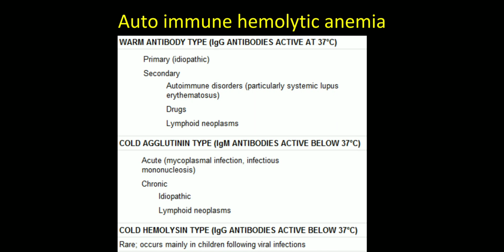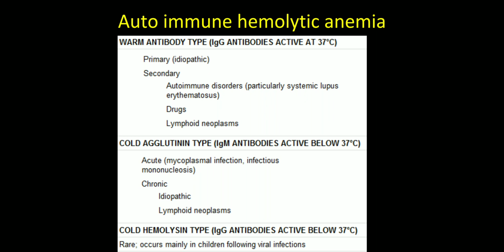Okay, so the basic classification is actually into two types, that is warm antibody and cold antibody type. And the cold, again, is divided into two types, that is cold antibodies which react below 37 degrees, and that is IgM antibody, whereas IgG antibodies are classified in another subgroup, that is cold hemolysin type IgG antibodies. Okay, so the basic classification is warm and cold.